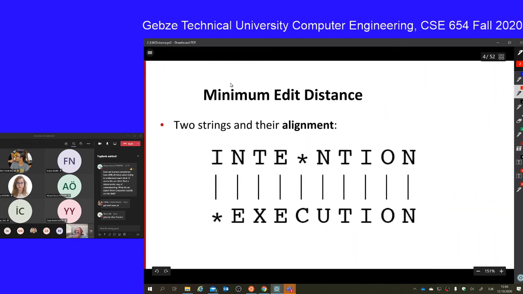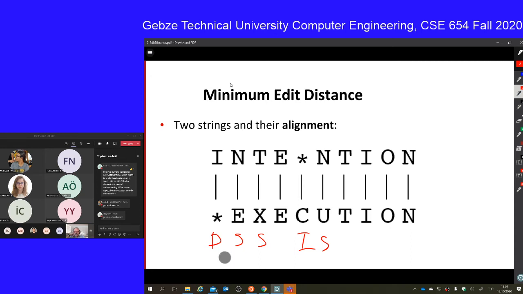Here's an example. Somebody has written intention, but I like it to be execution. How many operations do I need to convert intention to execution? First, you need a deletion, right? You delete, then you substitute N to E, substitute. You keep this one the same, and this is an insertion. This is a substitution, and the rest is the same.